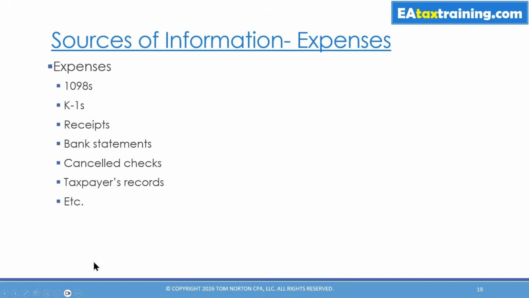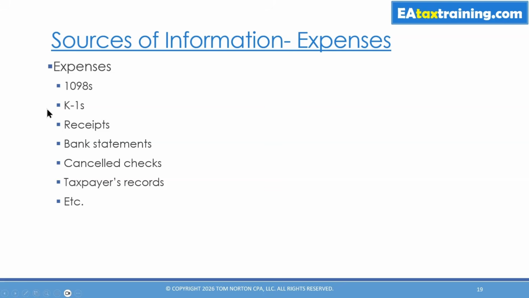Moving on to expenses. For expenses, you can have 1098 forms. So 1099 forms report income. 1098 forms report certain types of expenses. So, for example, if the taxpayer has a mortgage on their home, they will get a 1098 from the bank reporting how much mortgage interest they paid, for example. If there is someone that is in college and paid tuition, there will be a 1098-T that shows the amount of tuition that they paid. And there can be other 1098s as well.